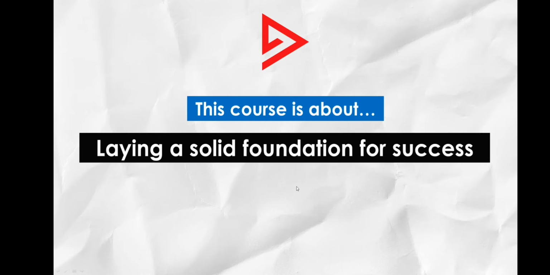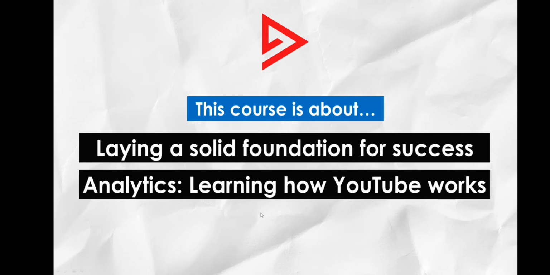So this course is about three things. Number one, it's about laying a solid foundation for success. In this case, we're defining that we need strategy. And in the next training, we're going to be talking about the Clarity worksheet and getting those pillars of success in place first. Then we're going to dive into YouTube analytics, because you want to understand how YouTube actually works so that you can play the game. When you know the rules and understand the game, you can move through the environment. You can develop some of your own strategies.